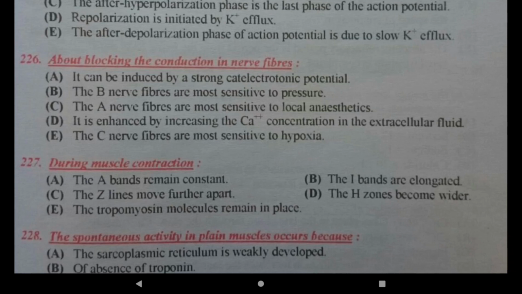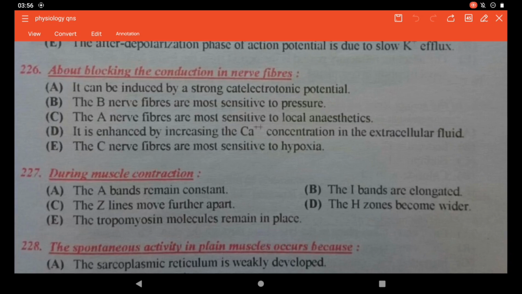The nerve fiber that is most sensitive to pressure is A, not B. And the one that is most sensitive to local anesthesia is B. C is not correct. E is not correct as well. Now, so the most correct answer here that we can give is D. D is the most correct answer for 226.